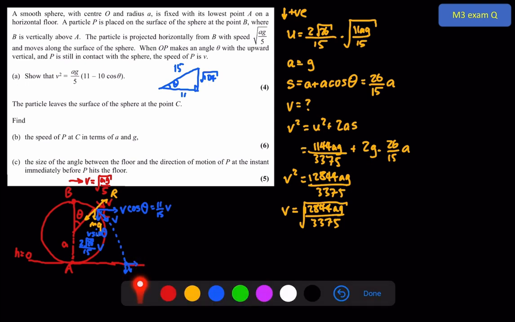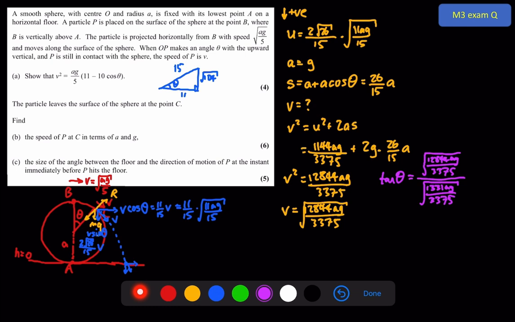Horizontal speed as it hits the ground is still the same thing, 11/15 times v, which is 11/15 times the root of 11ag over 15. So to get the angle it hits the floor, I want to take this, divide it by this, and then take the inverse tangent of that. So tan theta is equal to the square root of 12844ag over 3375 divided by, if I put all of that in the square root, I get 1331ag over the same number 3375.